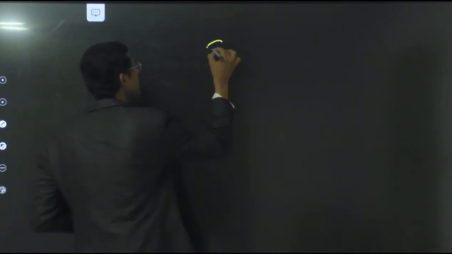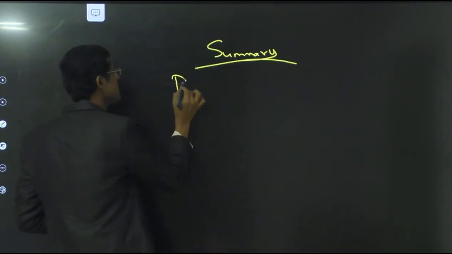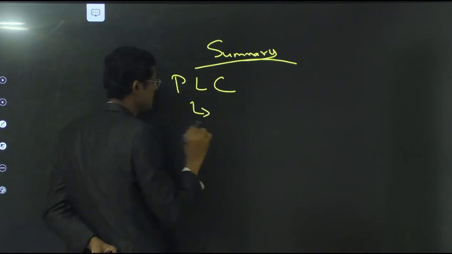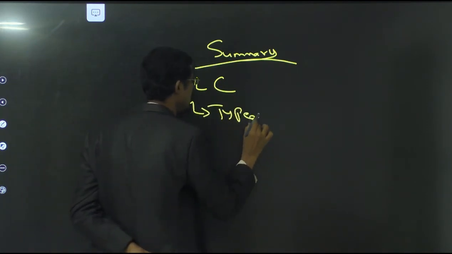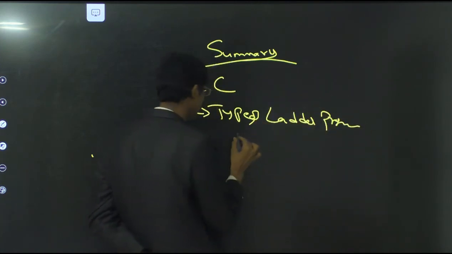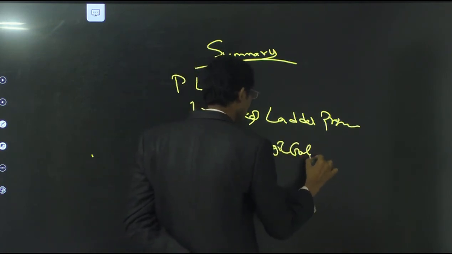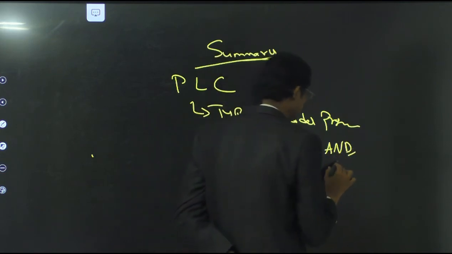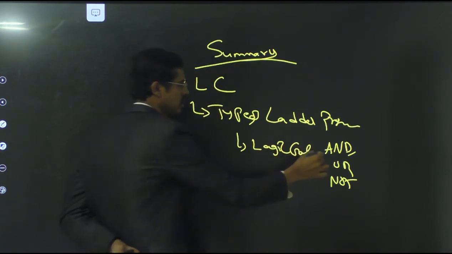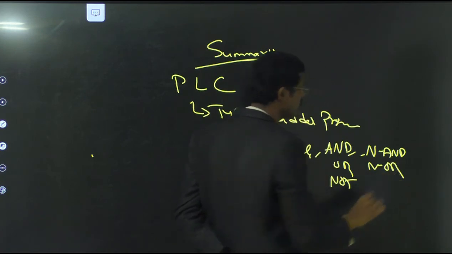So, the summary. In the PLC, we have talked about ladder diagrams and ladder programs. On that we have seen logic gates: AND, OR, and NOT functions. Accordingly, NAND and NOR gates also we have done.